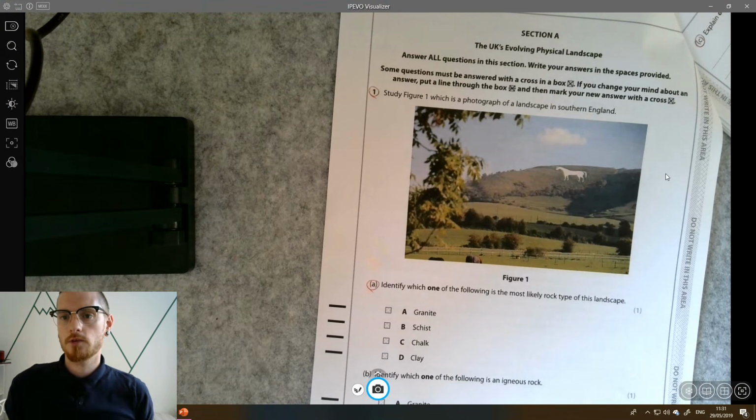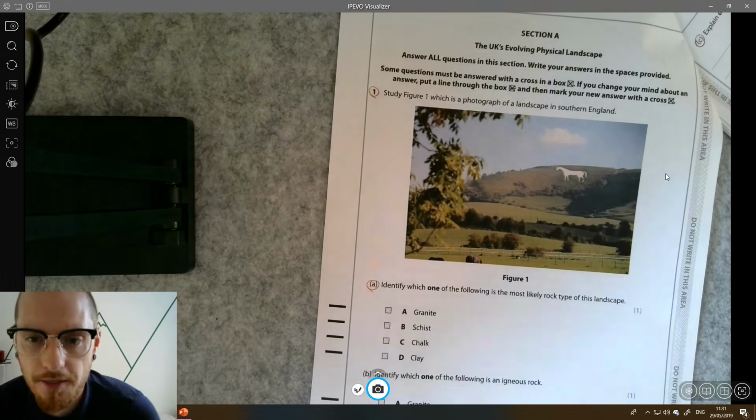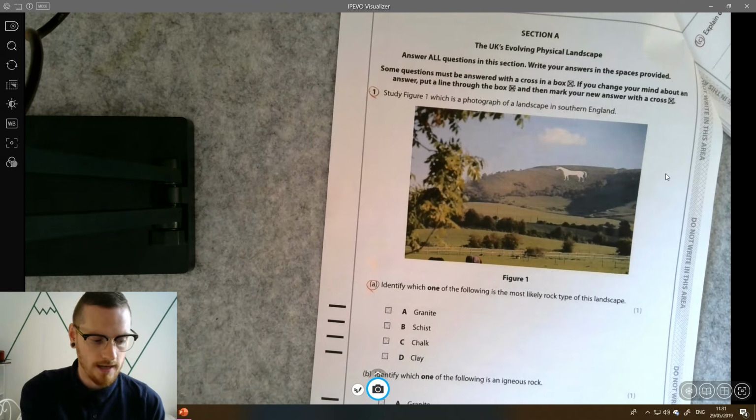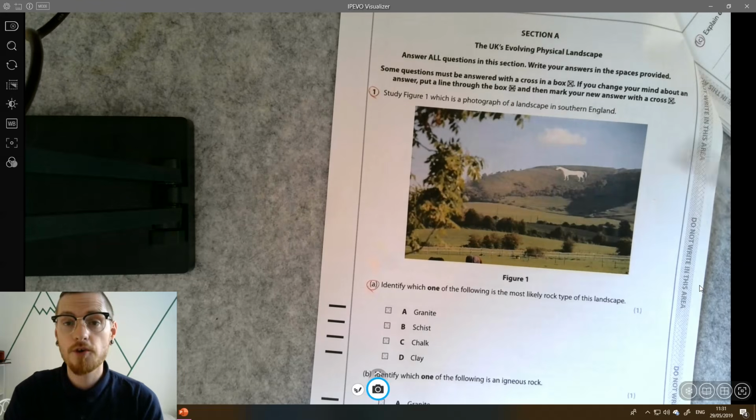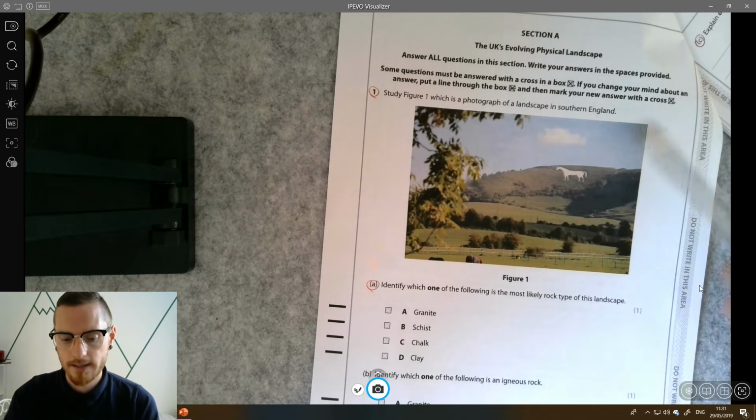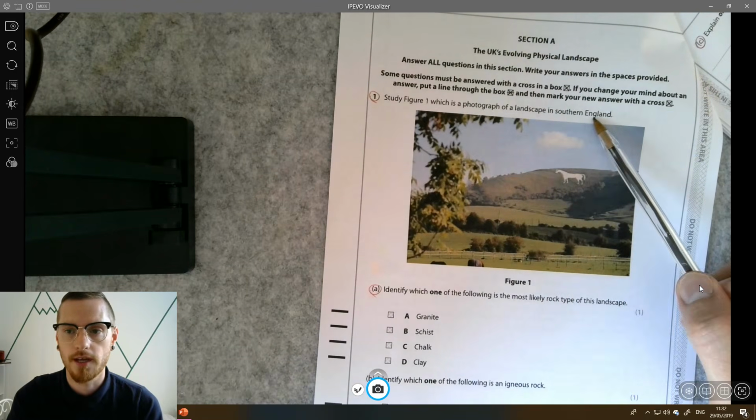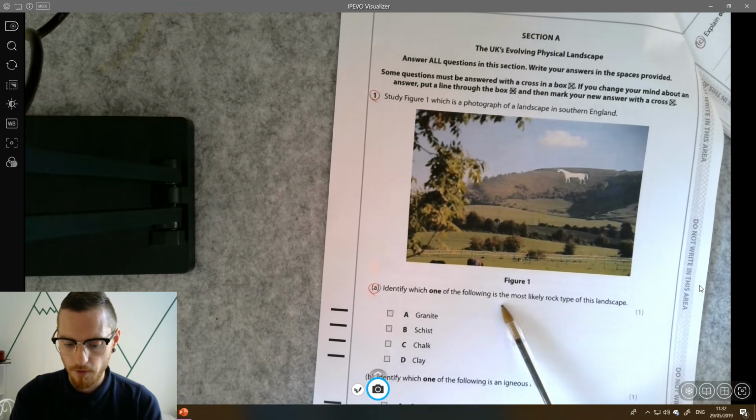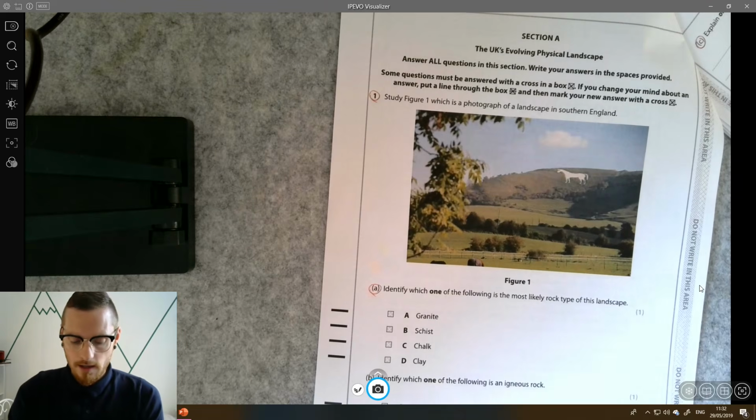Okay, so this is from the 2018 exam, and as I say, I'm going to look at the explain questions, but I thought I'd just point out as I go some other questions in the exam paper. So first off here, this was the first exam question on last year's paper, and it said study figure 1, which is a photograph of a landscape in southern England, and it said identify which one of the following is the most likely rock type of this landscape.